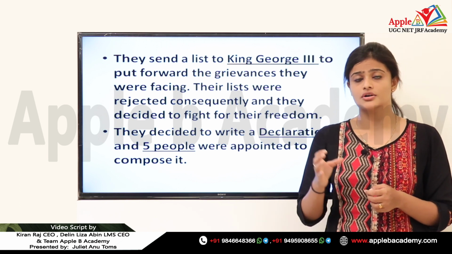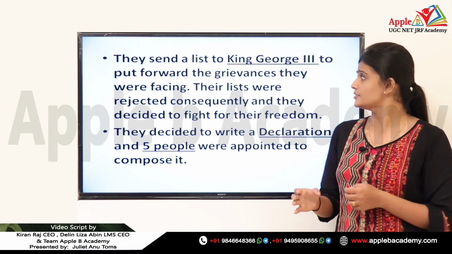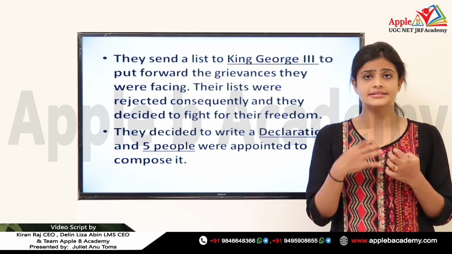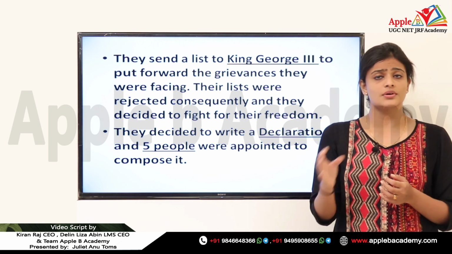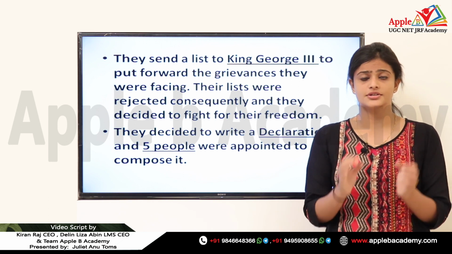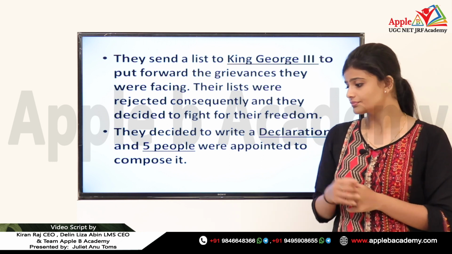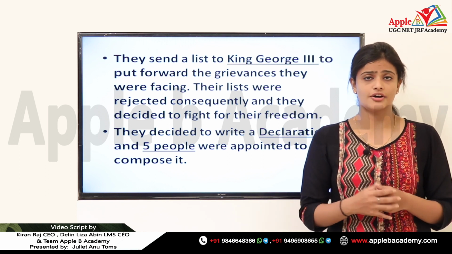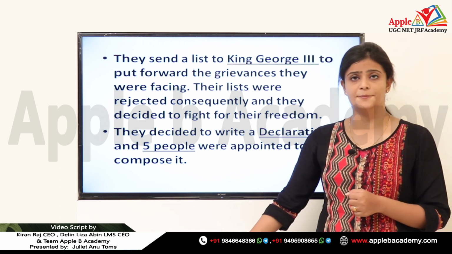list to King George III, who was the then ruler of Britain. They sent it to King George III, putting forward the struggles and the grievances they were suffering in America. And this list was rejected, and they decided to fight for their freedom. And they decided to write a declaration of their independence, and they assigned 5 people to compose it.